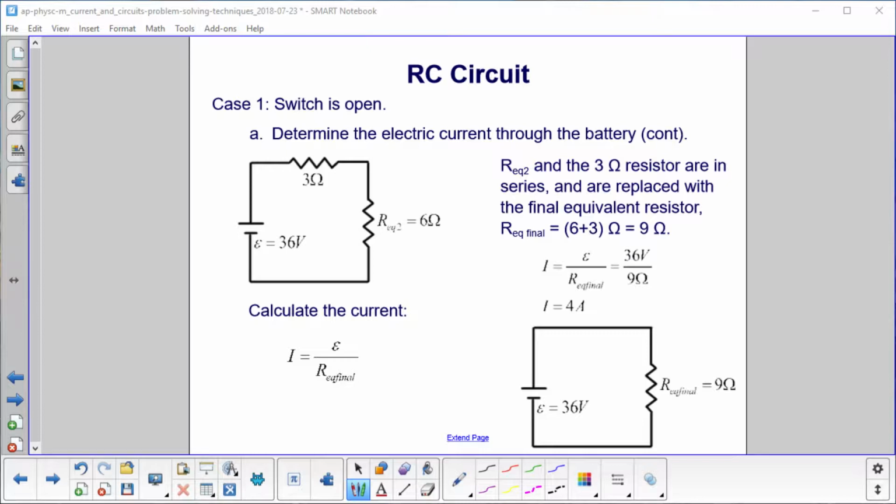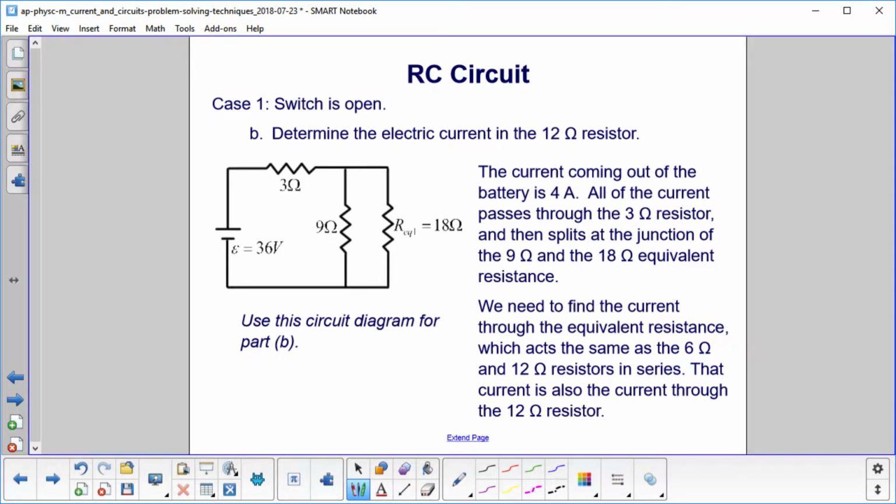The 2 resistors, the 3 ohm and R equivalent 2, the virtual resistance, are in series. So we find that R equivalent for the entire circuit now, right here. 6 plus 3 is 9. We can find the current, which will be the voltage over this R equivalent final, 36 volts over 9 ohms, and we get 4 amps. Now save these little pictures you have of each step, because depending on what else you're asked, you may use 1 or 2 of them. You just can't throw them away.